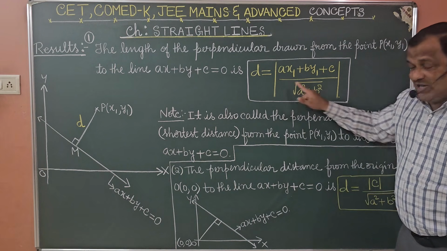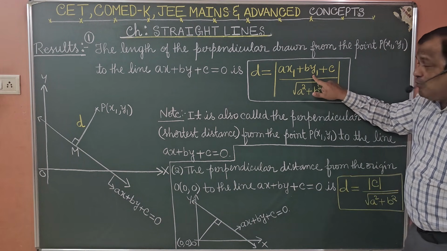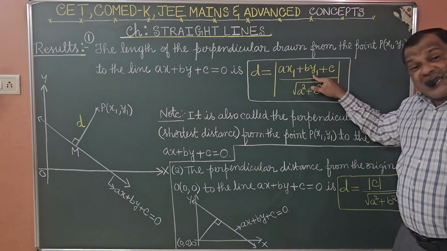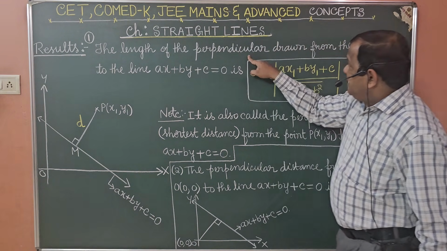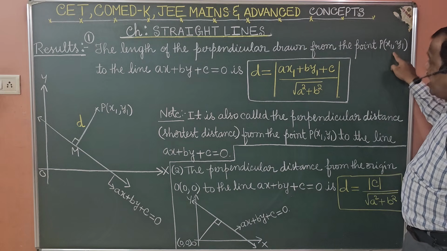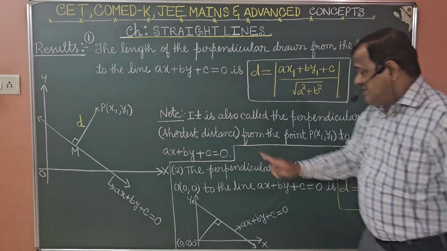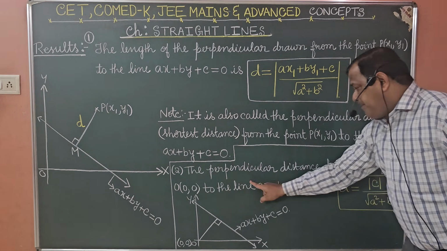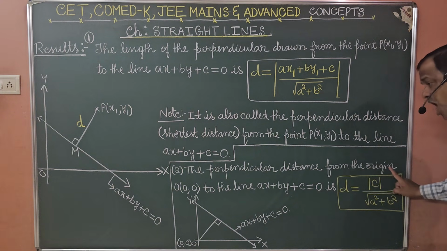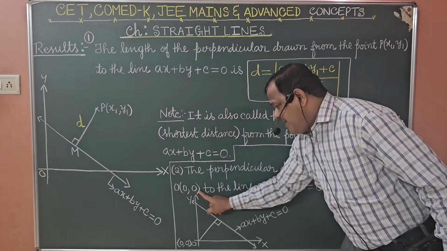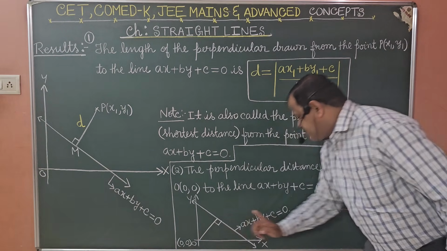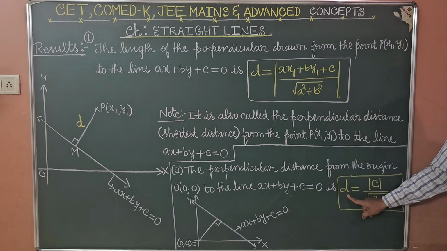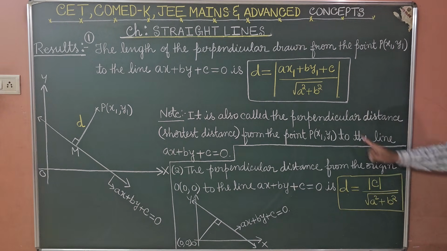Suppose in this formula, if you put x1, y1 as the origin, then it becomes the perpendicular distance or length of the perpendicular drawn from the origin to the same line. See, I have written here the perpendicular distance from the origin O of 0, 0 to the line ax plus by plus c equal to 0. So this distance is given by d equal to modulus of c by square root of a square plus b square.